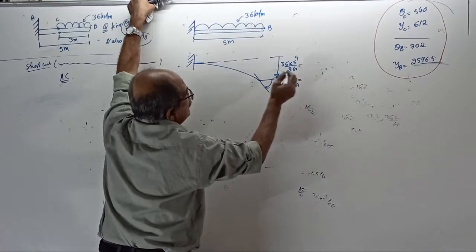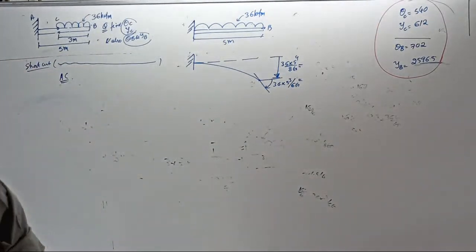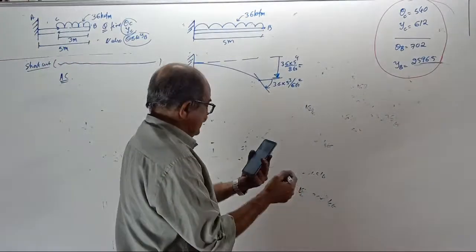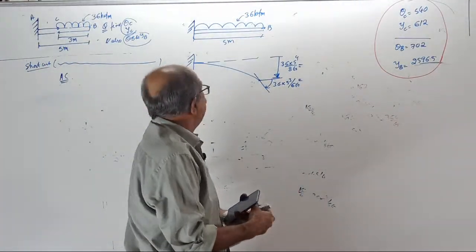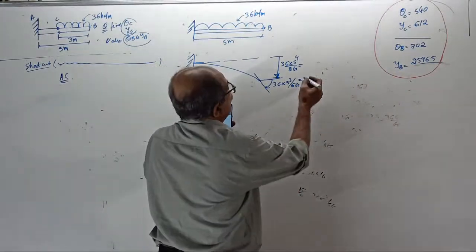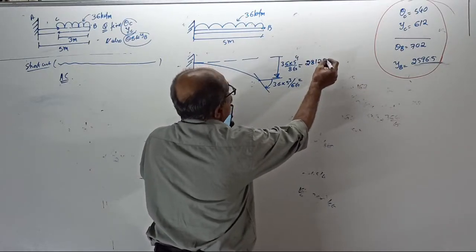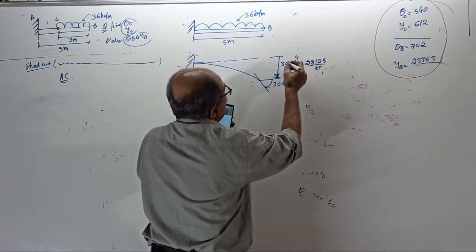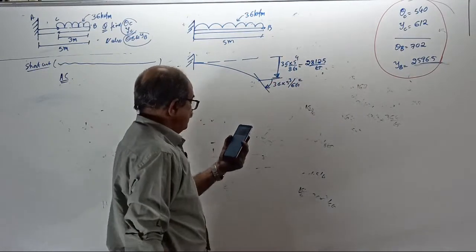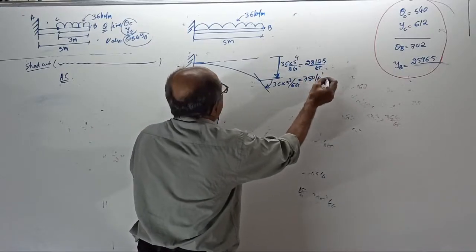Tell the answer, both deflection and slope. First tell me the deflection: 36 into 5 power 4 by 8 EI, with full UDL considered. That is 2812.5 by EI, downward. And the slope is 3750 by EI. Now anybody can tell what I am doing.